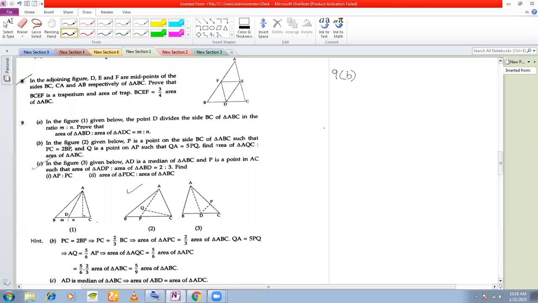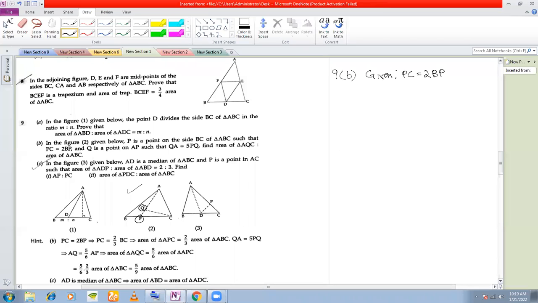Okay, so now let's see what the question says. The question states, in the figure given below, P is a point on the side BC of triangle ABC, such that PC is equal to twice BP. So given here is PC is twice BP.